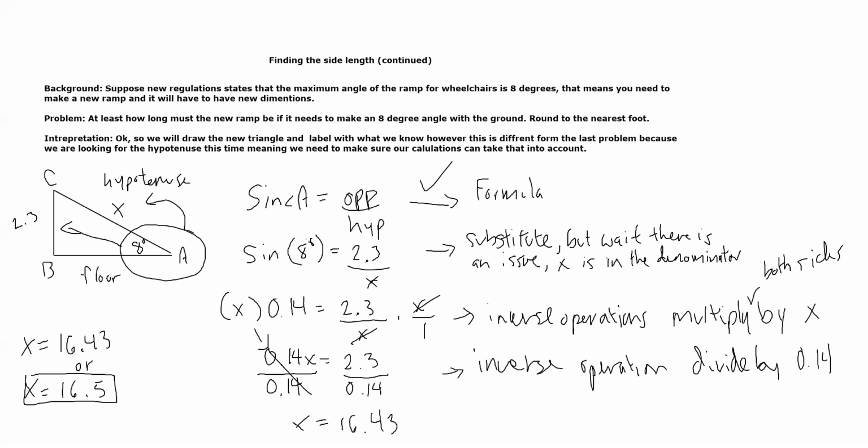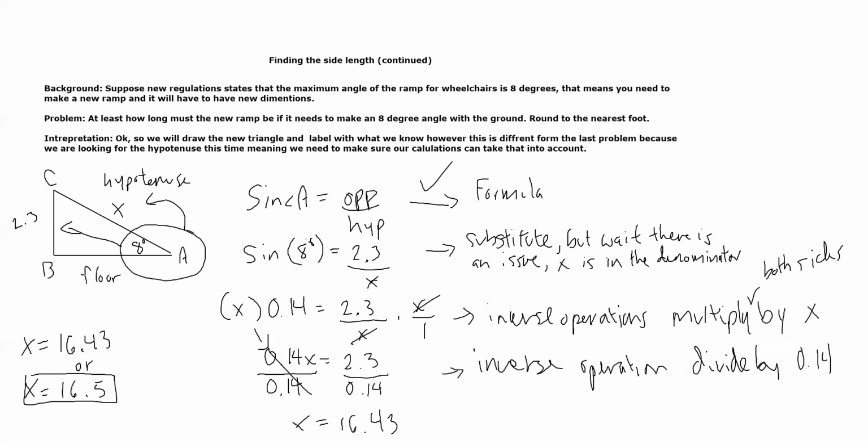The ramp at minimum, at least, needs to be 16.43 feet long, right? But given that it's a ramp and given that, you know, when you're dealing with cement, that's kind of hard, it's much easier to say, well, we're going to round it and we're going to make sure that we have enough height, right? That just means that that's the absolute minimum. 16.43 would make a perfect 8 degree, which is the new maximum amount. But if you want the ramp to fit the regulations, you just need, with the height of 2.3, right?